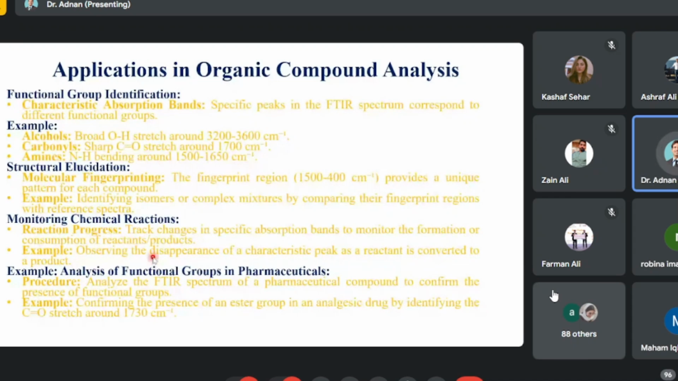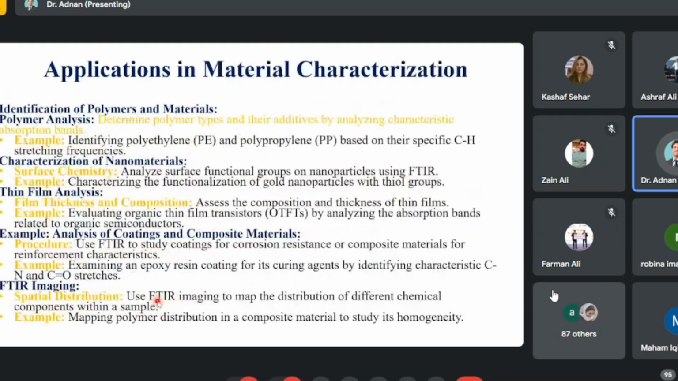You can also analyze the functional groups in pharmaceutical compounds, what functional groups are present or not. This way you can determine whether the substance is present in its original form or has degraded. It can also be used for the identification of polymers and other materials. For polymer analysis, you determine the polymer types by analyzing characteristic absorbance peaks. For example, polyethylene and polypropylene can be differentiated based on their specific CH stretching frequencies.